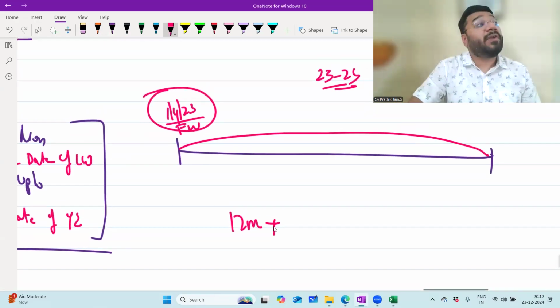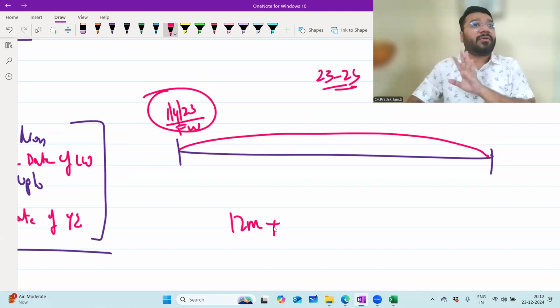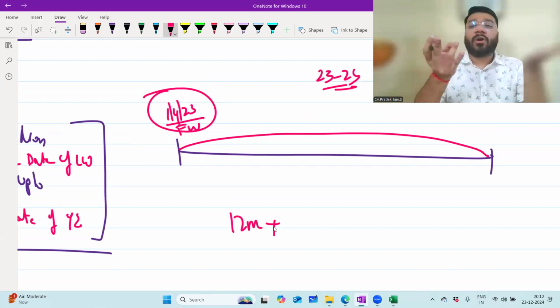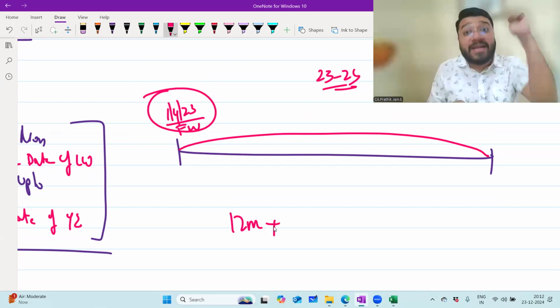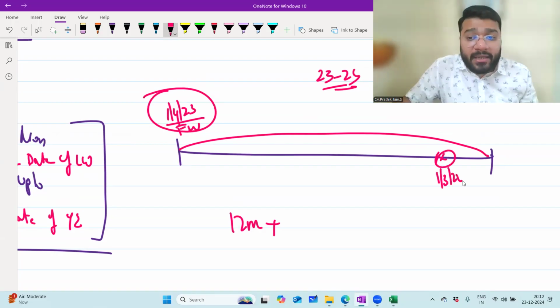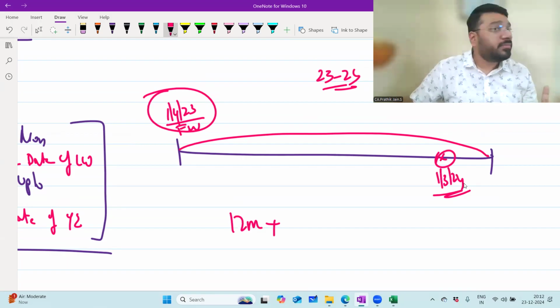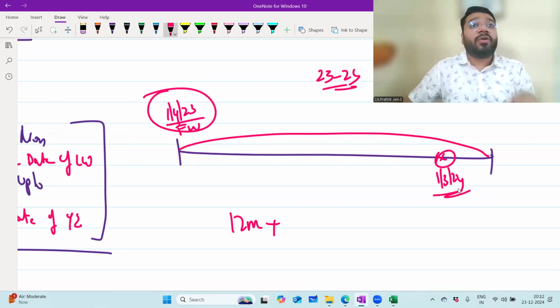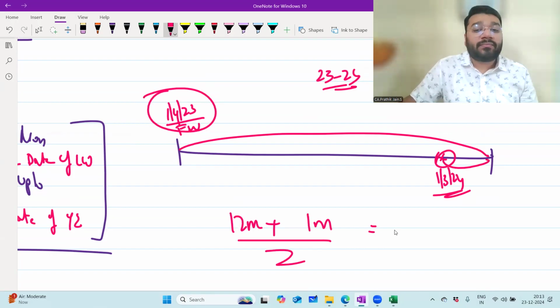When did you do the last withdrawal? The last withdrawal happens in the month of March. 1st March, I withdraw. So April, May, June, July, August, September, October, November, December, Jan, Feb, March. In March I withdrew the money, but when? First, sir, 1 March 24. The last withdrawal is on 1 March 24. This money you withdrew, you've enjoyed for how many months? 1 month. 12 plus 1, divide by 2, means how much? 6.5.